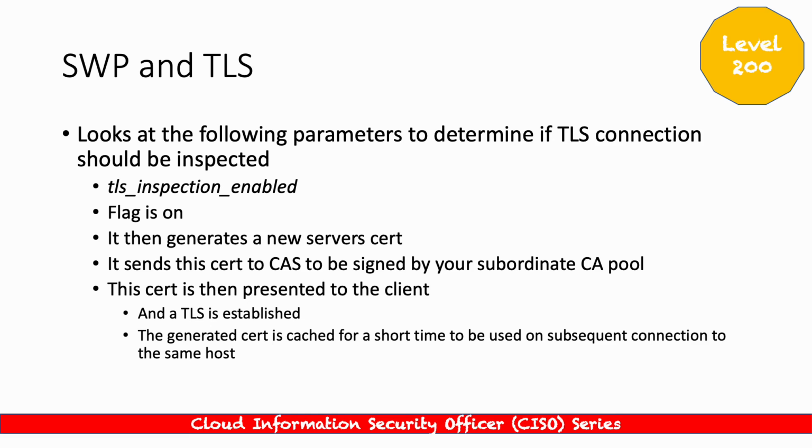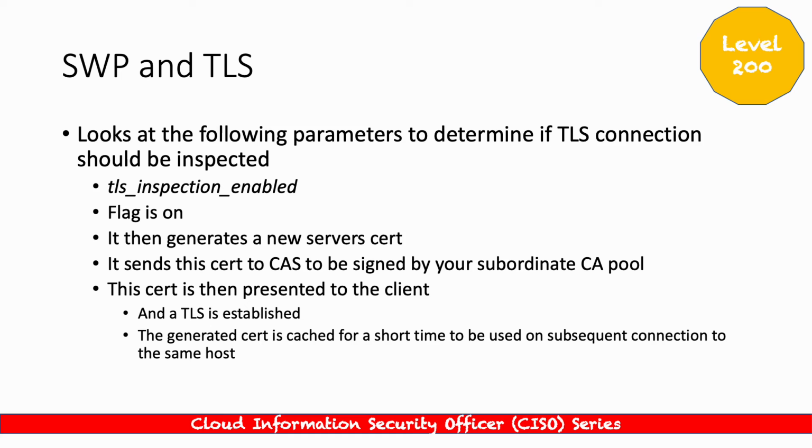So what we're basically looking for is tls_inspection_enable. If this flag is on, then it generates a new service cert. It sends the cert to the Certificate Authority Service to be signed by your subordinate certificate authority pool. This cert is then presented to the client, and a TLS connection is established. The generated cert is cached for a short time to be used on subsequent connections to the same host, which makes it more efficient. So in terms of granular control, we can decide that certain traffic to certain destinations should be inspected and others should not be inspected.